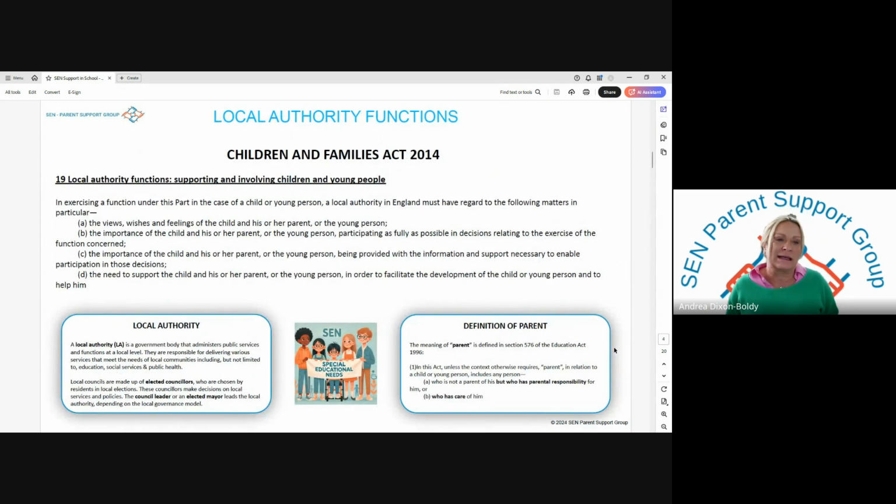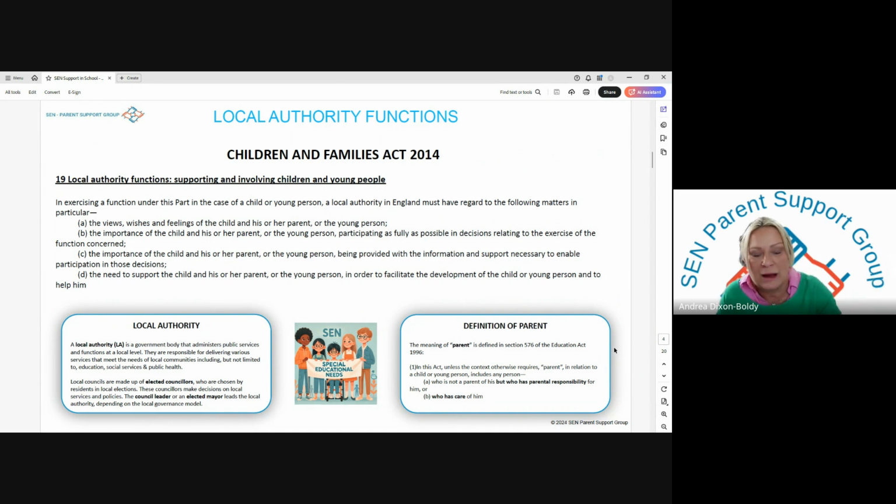The Children and Families Act 2014 is an exercising function under this part. In the case of a child or young person, the local authority in England must have regard to the following matters: the views, wishes and feelings of the child and his or her parent or the young person, the importance of the child and his or her parent or the young person participating as fully as possible in decisions relating to the exercise of said function.